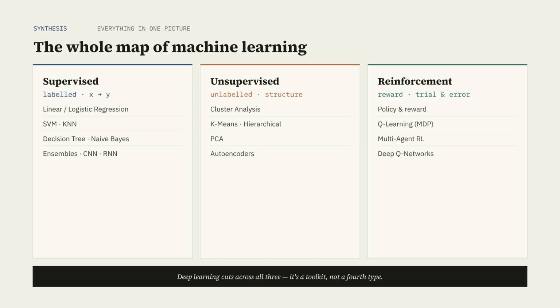Finally, here is the synthesis of our entire course. We classify algorithms into 3 branches: supervised learning, unsupervised learning, and reinforcement learning. Deep learning is not a separate category. It is a powerful set of tools that cuts across all 3, allowing us to build sophisticated models for any of these learning paradigms.